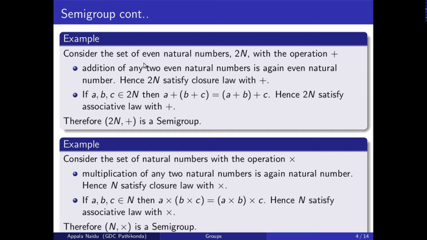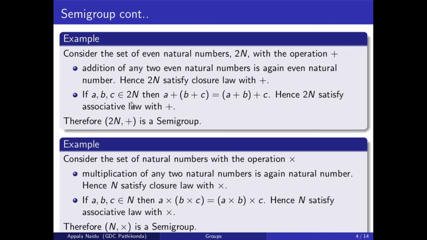Now consider the set of even natural numbers. This is 2n with the operation plus. So adding any two even natural numbers is again a natural number. Hence plus is a binary operation on the set of even natural numbers.